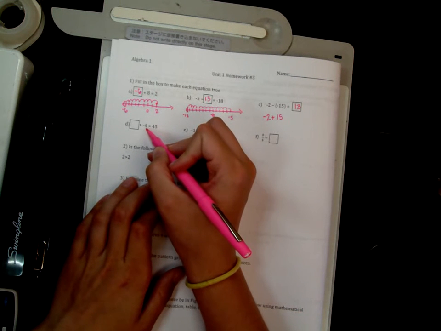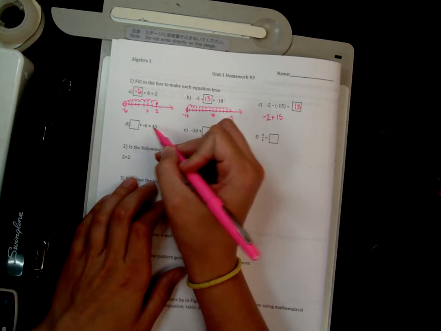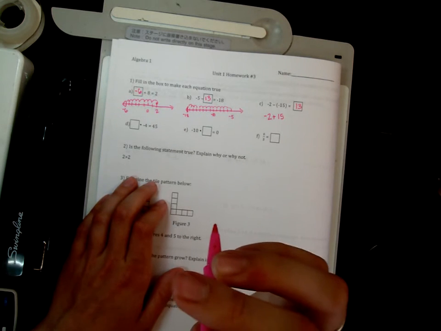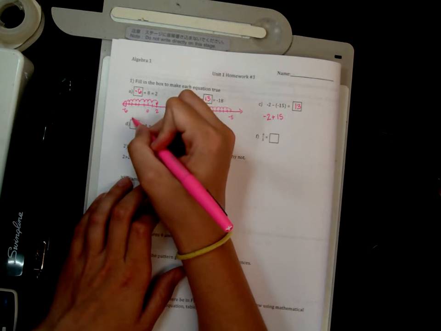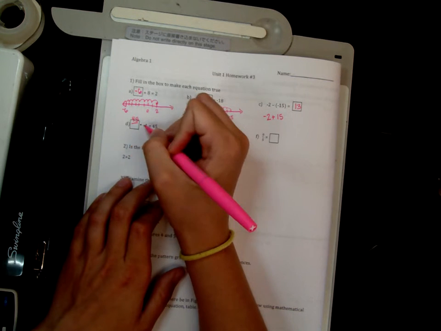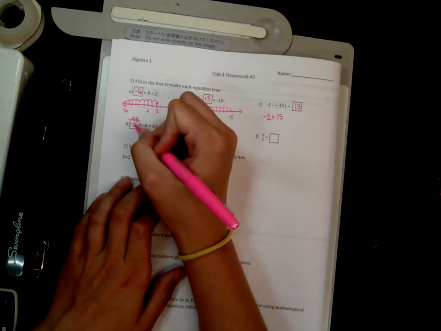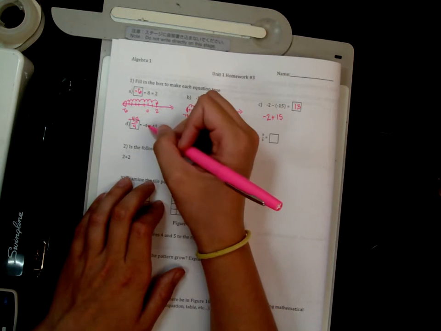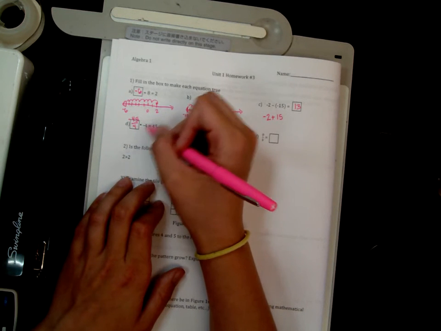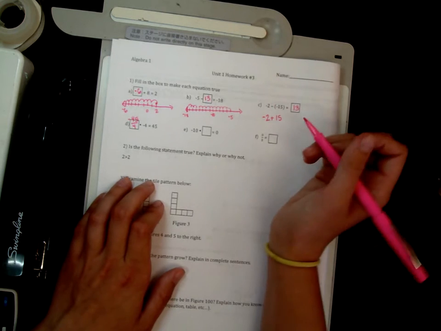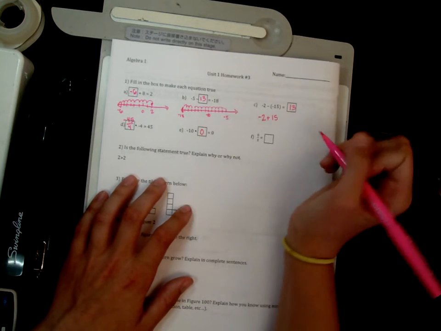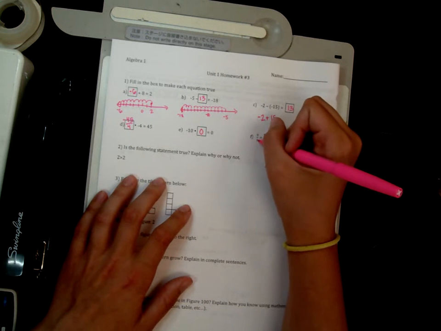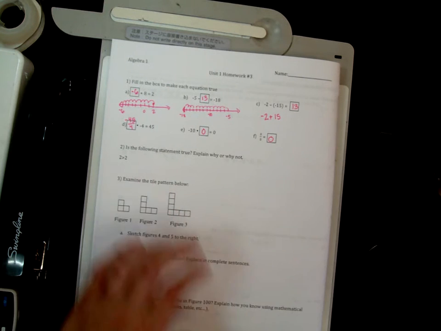Something times negative 4 equals 45. So here I need to multiply, I can just say negative 45 divided by 4. And then if I multiply by negative 4, it cancels that out and I'm just left with 45. Negative 10 times 0 equals 0. 0 divided by 5, 0 divided by any number is 0.